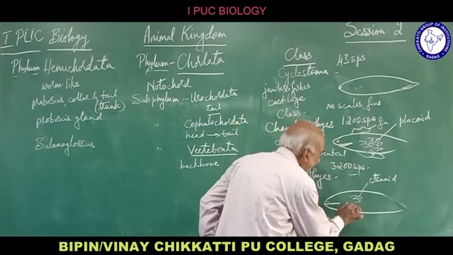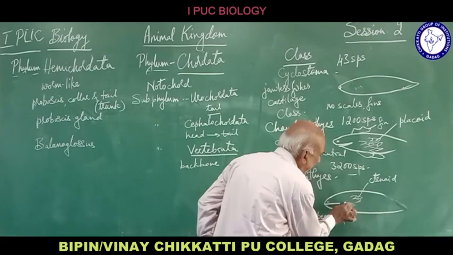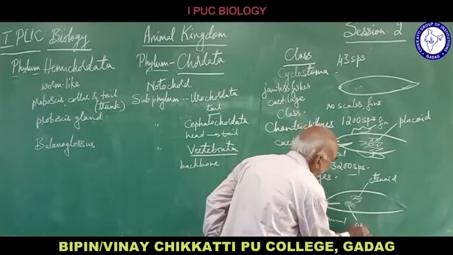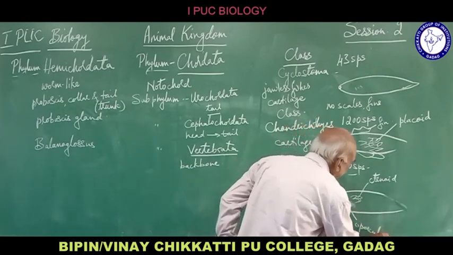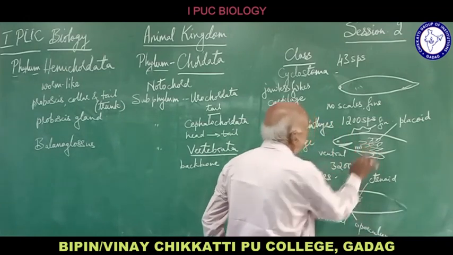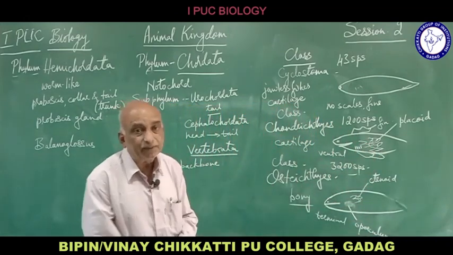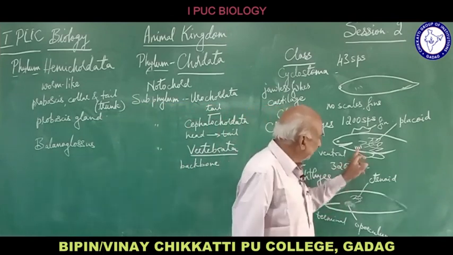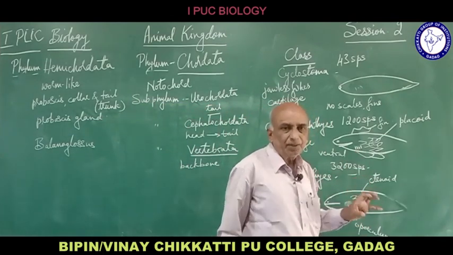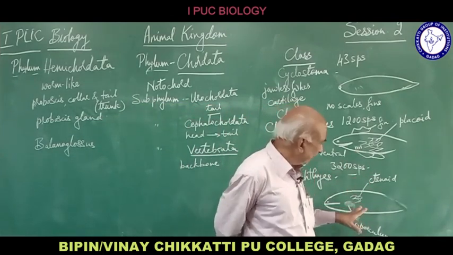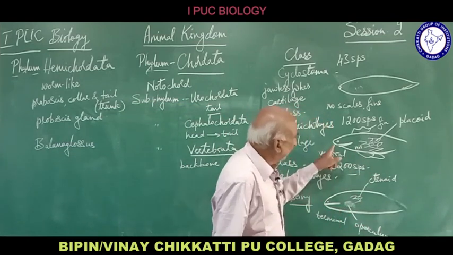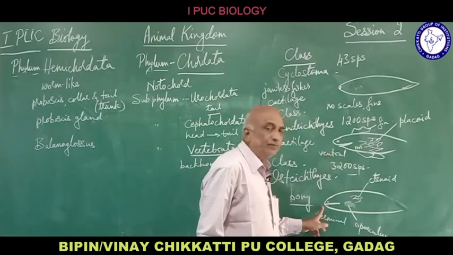And here the gills which are present, they are covered by a structure which is called as operculum. But here the gills are not covered by operculum. That is another difference. If we closely observe, we can see that. But this is a very clear character for cartilage fish and bony fish.